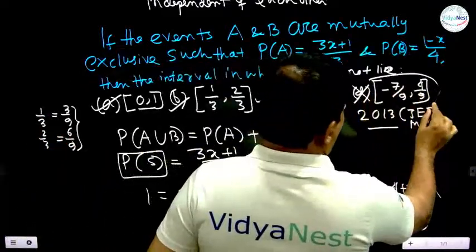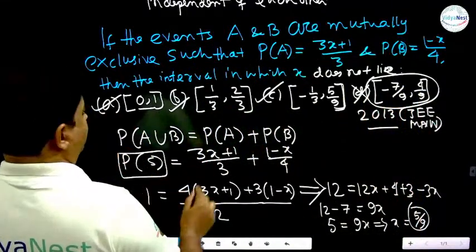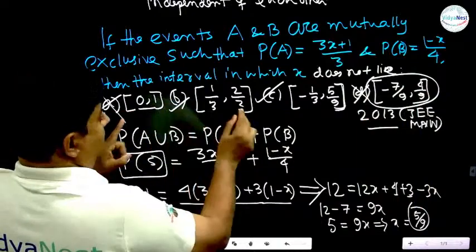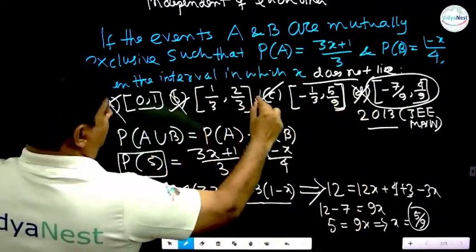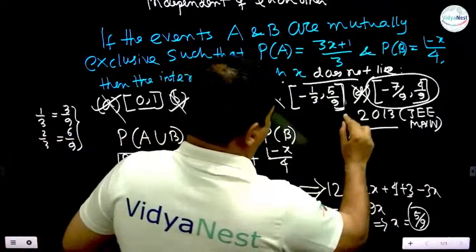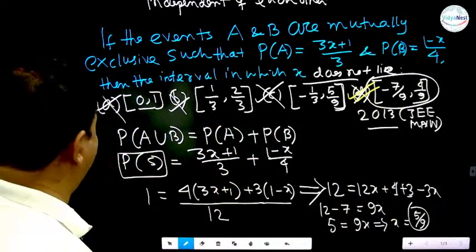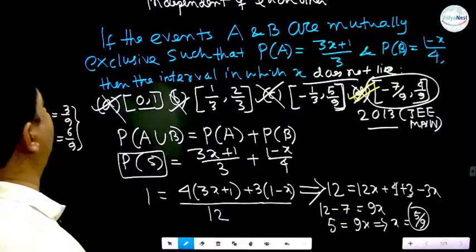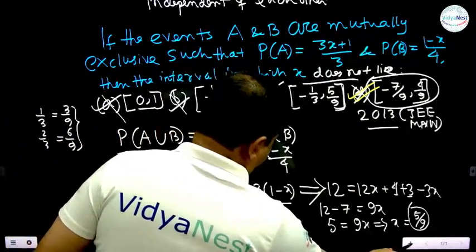Only in this interval it does not belong. So see, here the answer is asked in the negative sense. So these are not the answer, only this is the answer where x does not belong. Okay, this is one of the examples of mutual exclusiveness. Okay, sir.